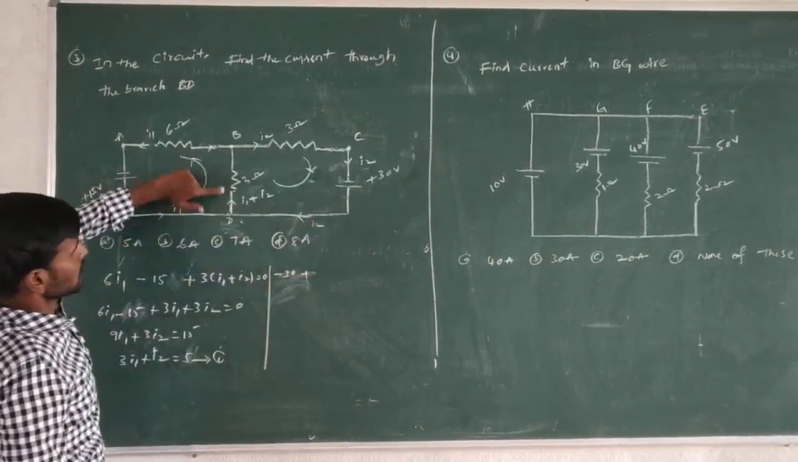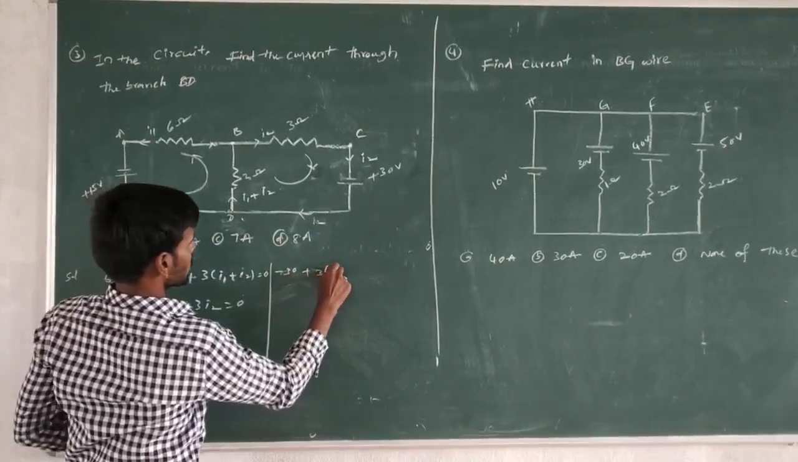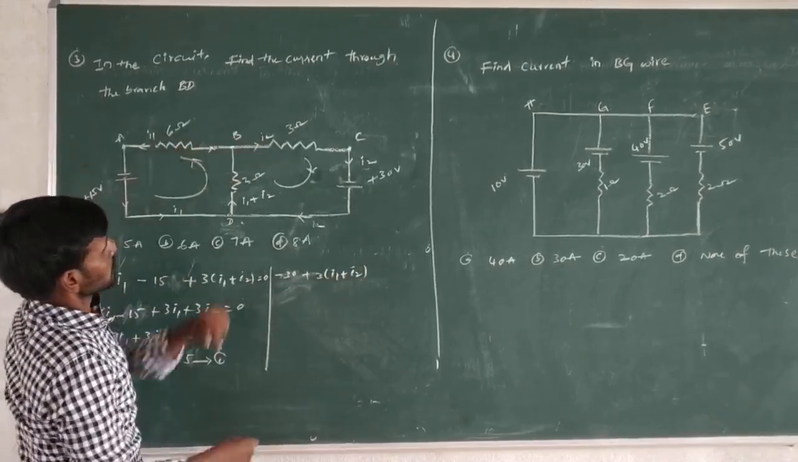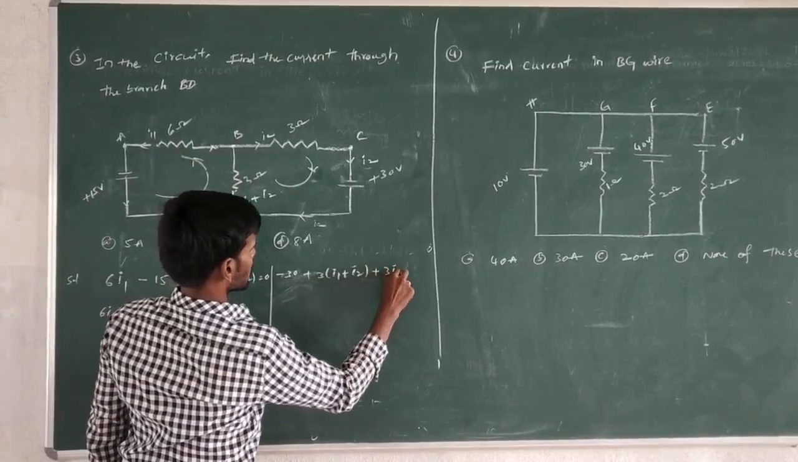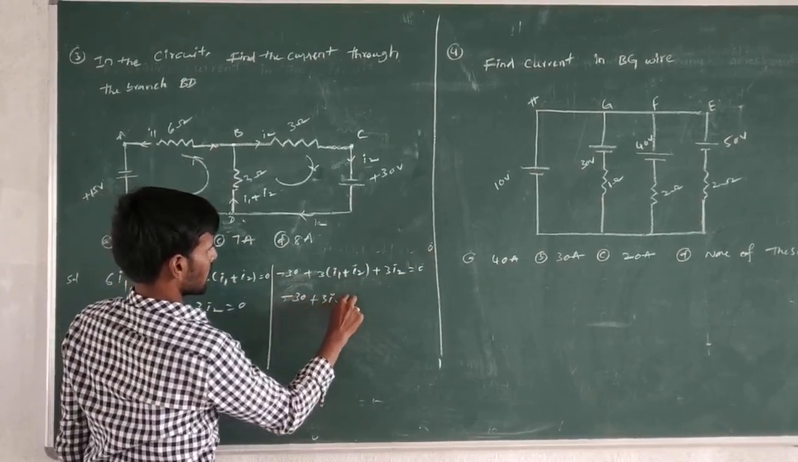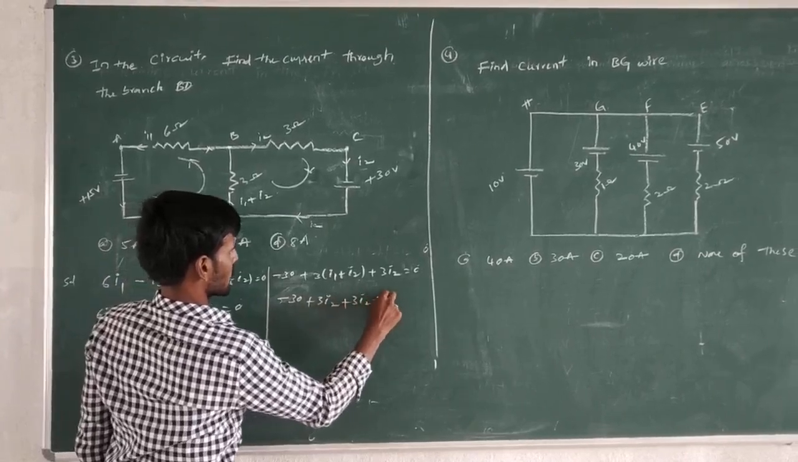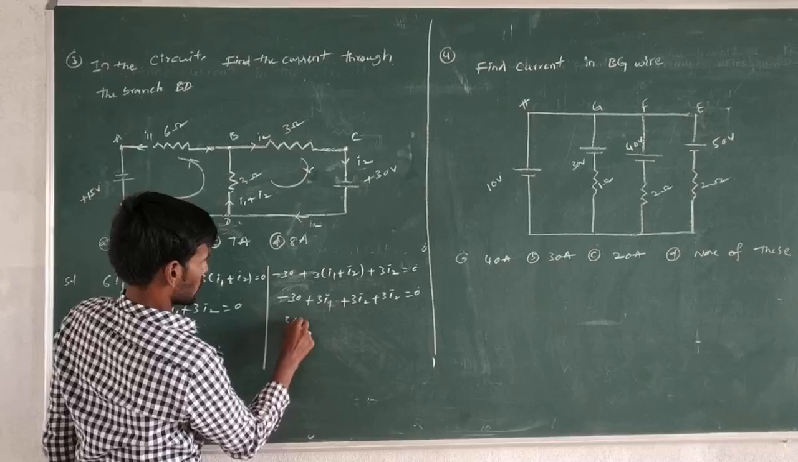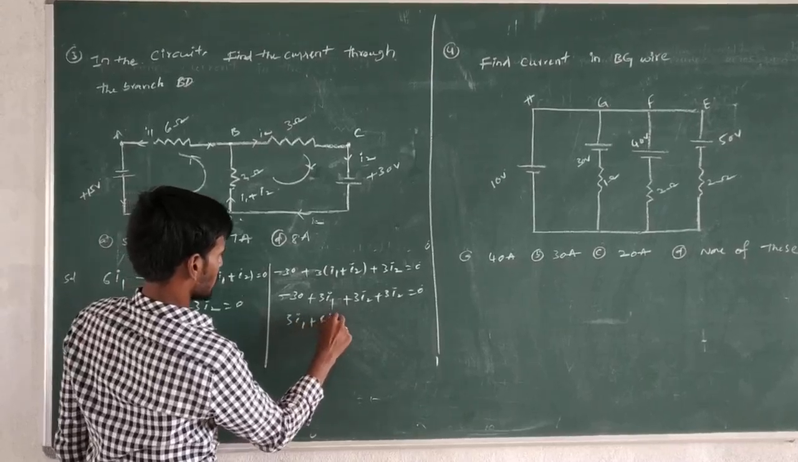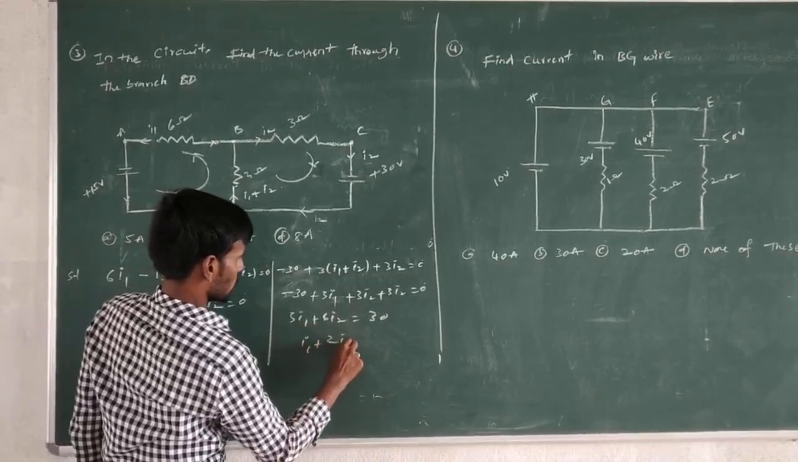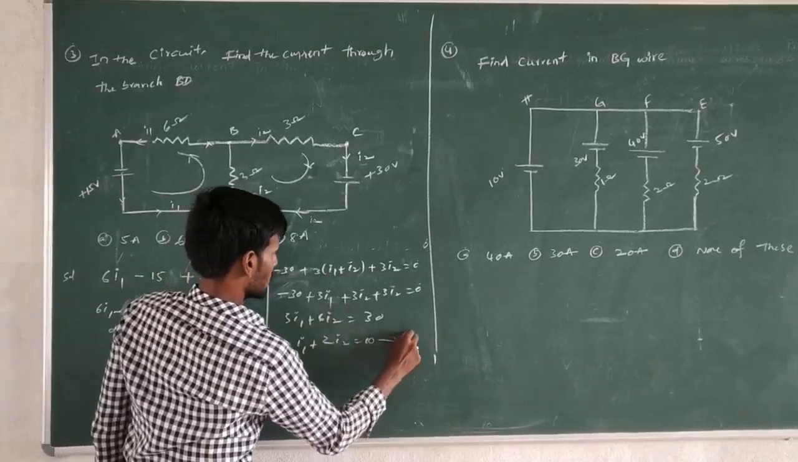The current entering the 3 ohms resistance gives 3 into (I1 plus I2), and the current moving through the other 3 ohms resistance gives 3I2. So minus 30 plus 3I1 plus 3I2 plus 3I2 is equal to 0. So 3I1 plus 6I2 is equal to 30, which gives I1 plus 2I2 is equal to 10, equation 2.